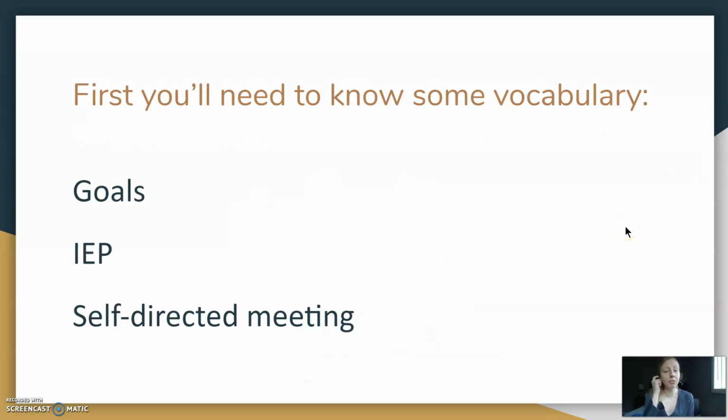But we need to talk about a few vocabulary words first to help us understand what is an IEP, what happens at a meeting, what is in an IEP. So we're going to talk about 3 of those things today. We're going to talk about goals, an IEP, and what a self-directed meeting is.